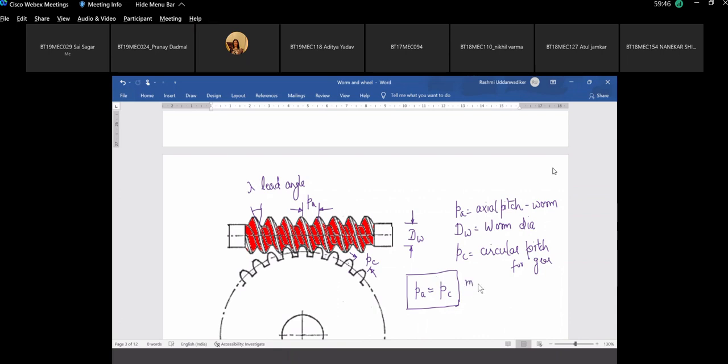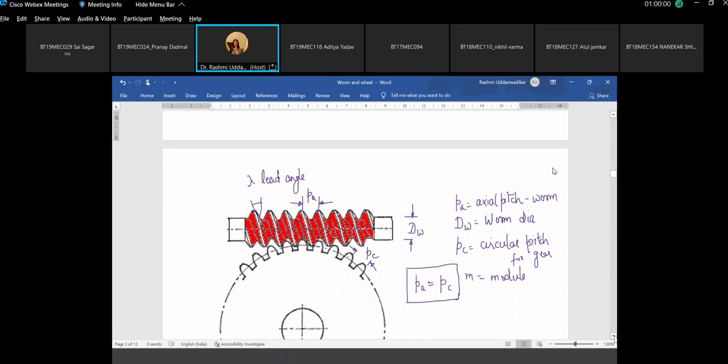If the gear has module M, and what is lead in case of a screw thread? What is lead? I don't know in which subject you have studied. You must have studied in theory of machines 1. You must have designed a screw jack, a power screw. Or in machine drawing also you must have studied about various kinds of screw threads. Distance traveled in one rotation.